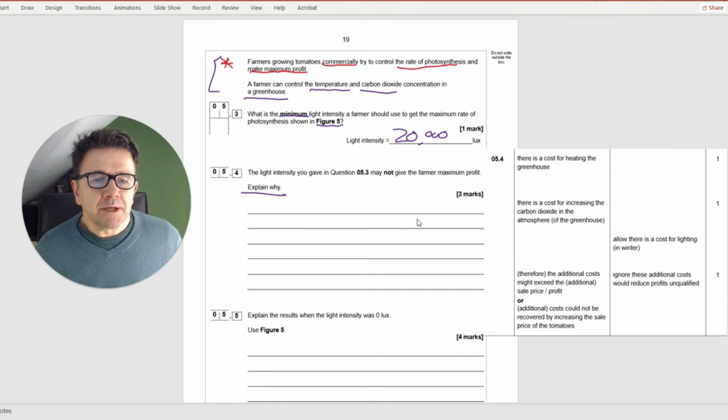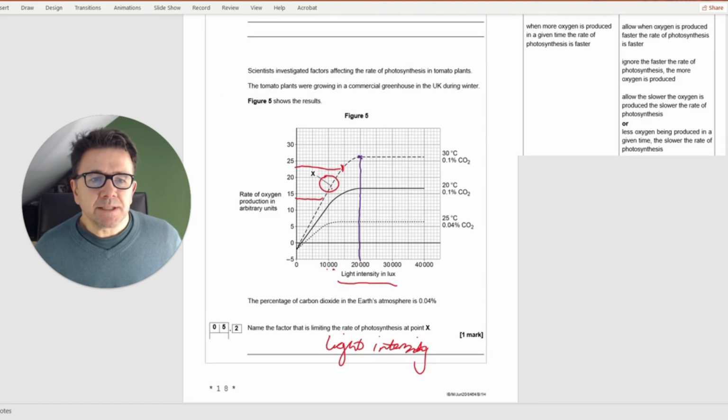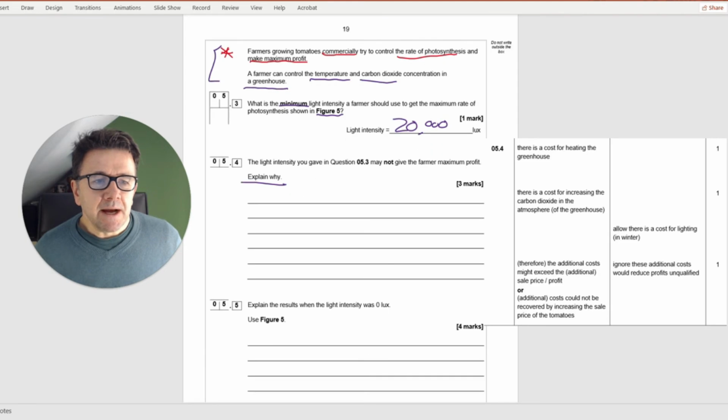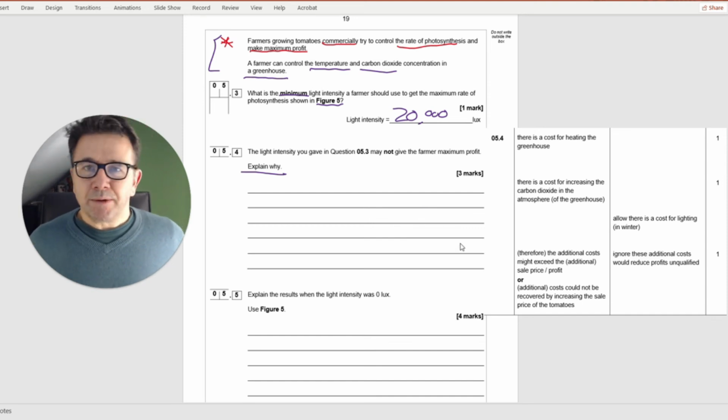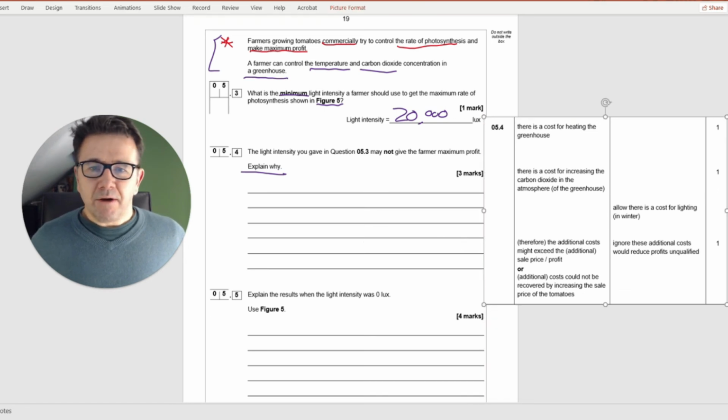So may not give the farmer maximum profit. Okay, well, it might not give them because there is a cost. So you're going to be spending more on heating the greenhouse. Okay, so if you notice, it's 30 degrees at that point there. Okay, there is a cost for increasing the carbon dioxide in the atmosphere. Okay, there is a cost as well for lighting in the winter. So therefore, it's going to affect the amount of profit. Okay, or costs could not be recovered by increasing the sale price of tomatoes.